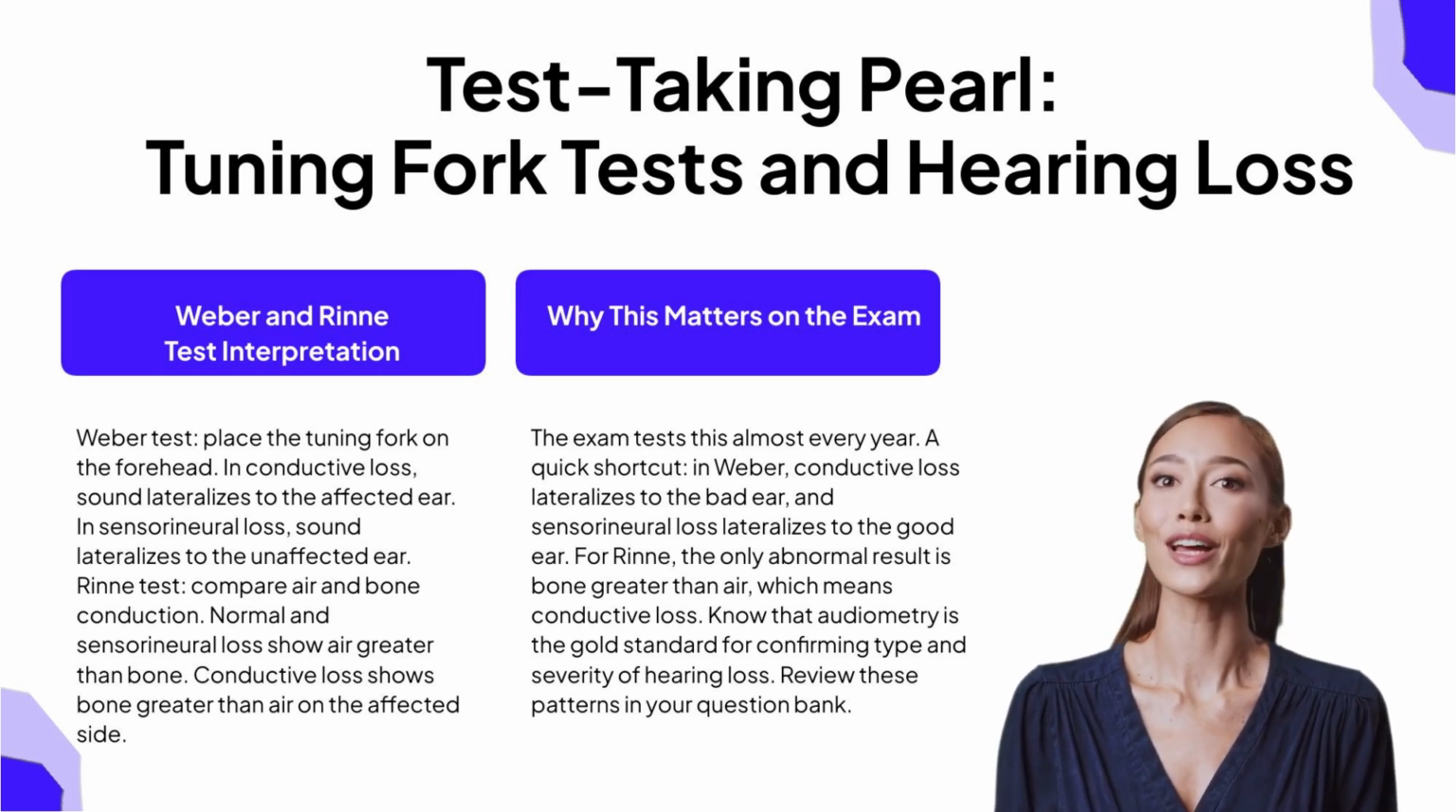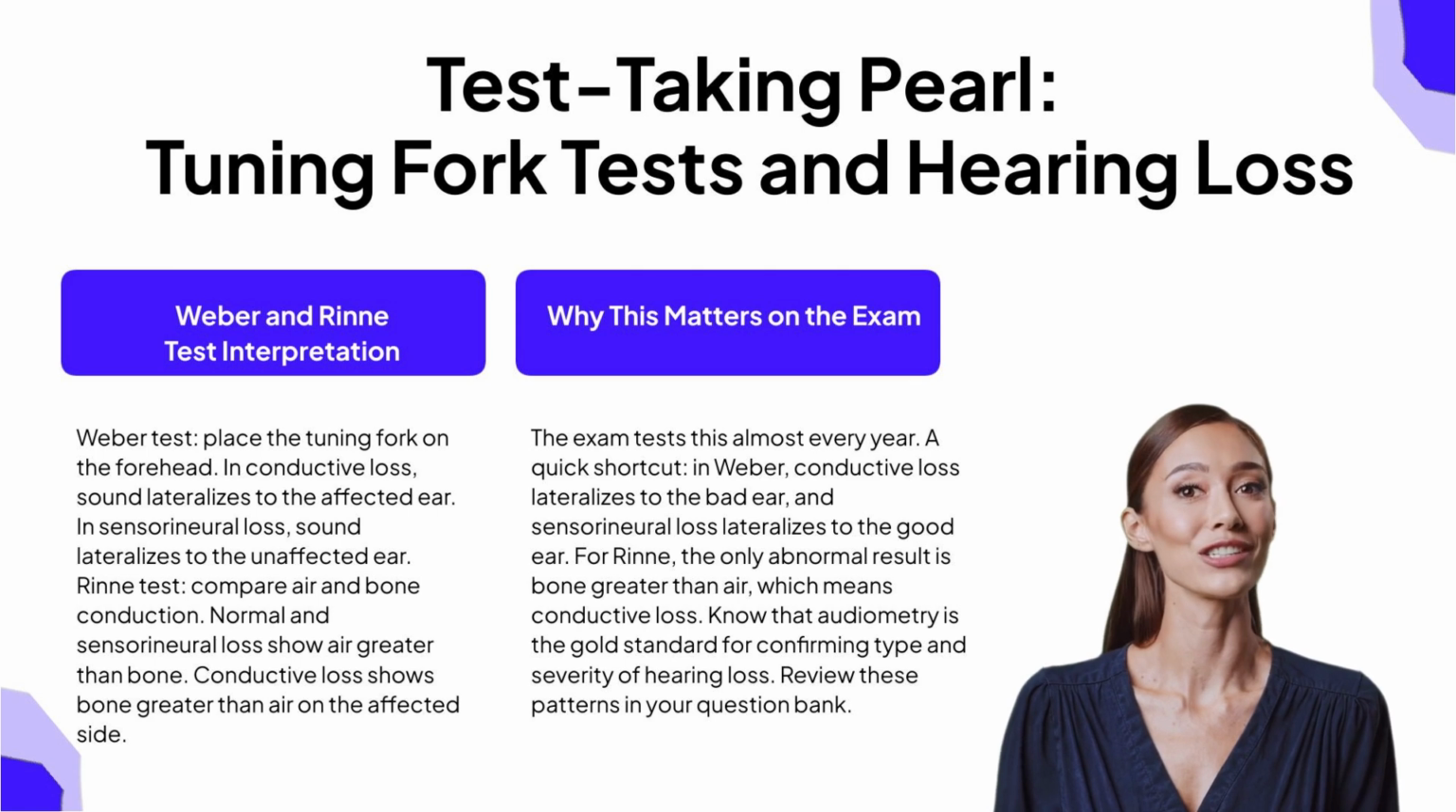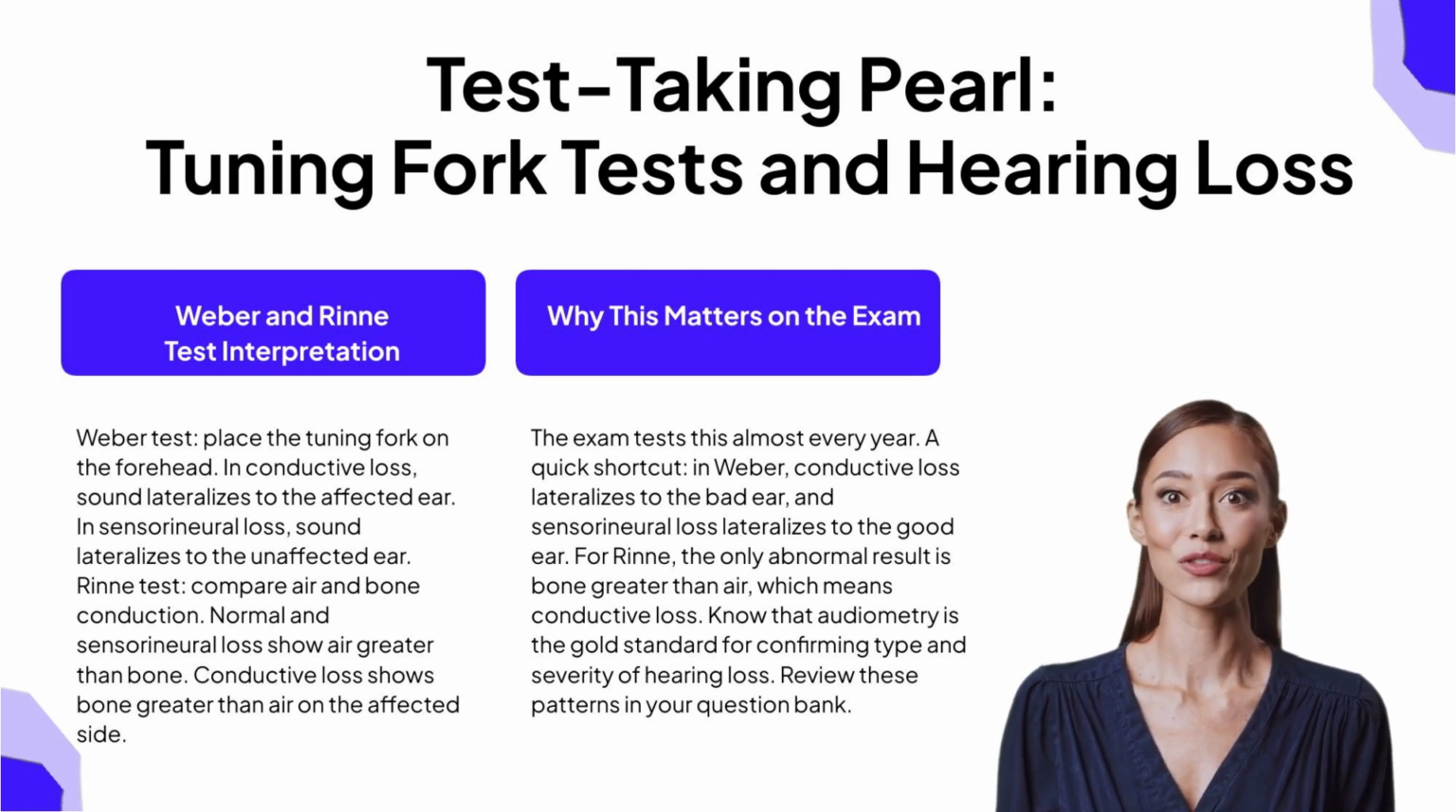Here is the quick shortcut that many test takers use. In Weber, conductive loss goes to the bad ear. Sensorineural loss goes to the good ear. For Rinne, the only abnormal result is bone greater than air, which always means conductive loss. Audiometry is the gold standard for confirming the type and severity. Review these patterns in your question bank because they appear on nearly every practice exam.